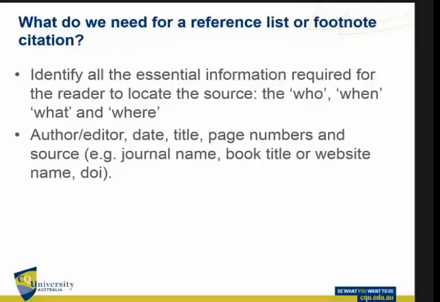Page numbers are important too, in case you decide to quote or use a figure or a table. But with journals, we put them in the reference list anyway. If you're getting information from a website, you need to collect the URL. If you're using a journal, you may find that it has a DOI or a digital object identifier.